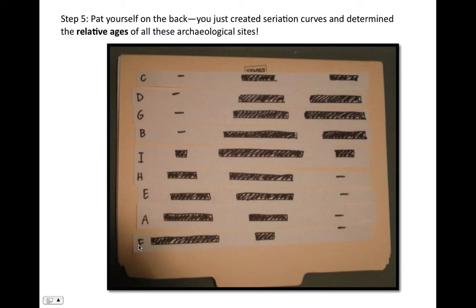For 100 years, this has been one of the go-to strategies for relatively ordering archaeological sites. And archaeologists do it just like this, with strips of paper and artifact types. And sometimes there are a dozen artifact types and hundreds of strips of paper. But this is the essential theory behind doing seriation.